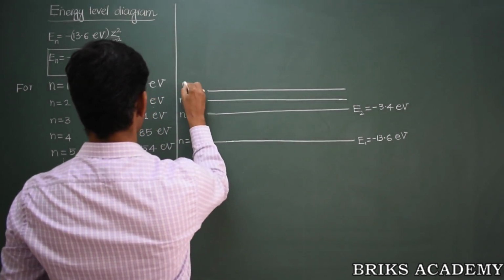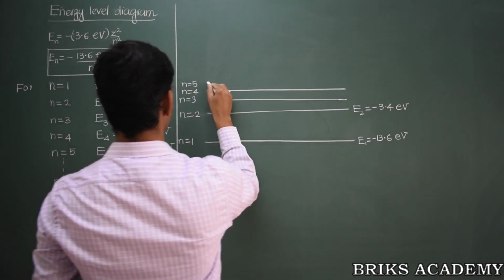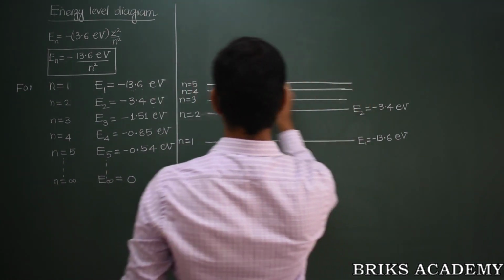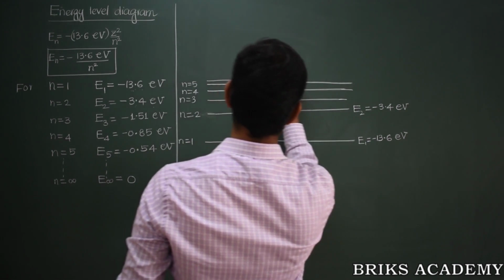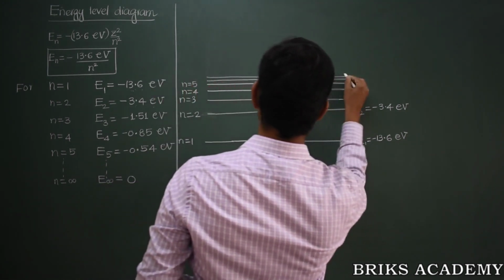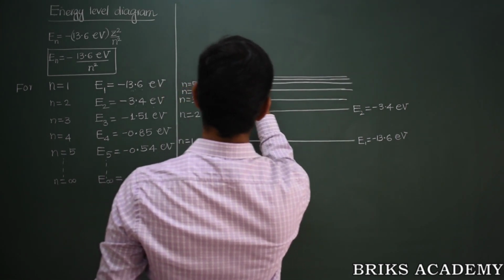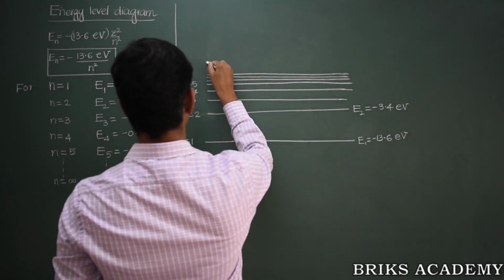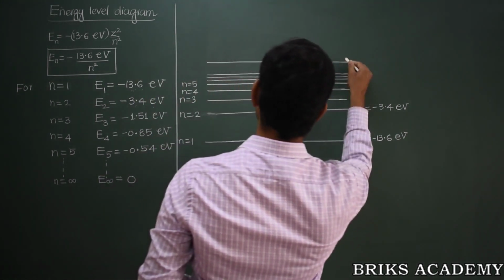N is equal to 5 should be even closer. So the orbits are getting closer and closer and closer. 6 should be even closer. 7 should be even closer. And so on. If you go to the higher levels right now, they appear almost like a continuum. Say somewhere here we get the infinity.